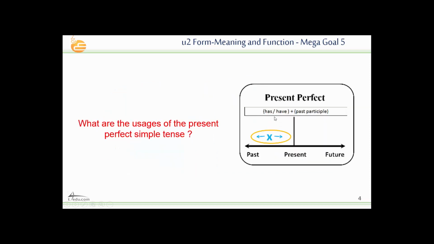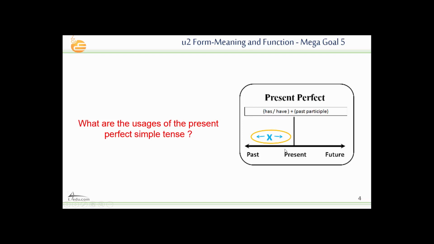Now, what is the grammatical structure for the present perfect tense? The present perfect tense means has or have plus past participle, has or have plus verb 3. Past participle here means verb 3. For example, I have finished my homework. She has finished her homework. They have finished their homework. We have finished our homework. It has started. So here the use of has and have depends on the pronoun or the subject.